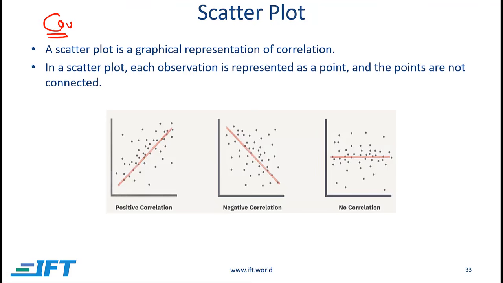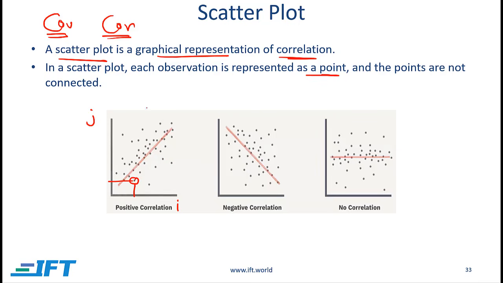We've talked about the covariance between two variables and the correlation. A scatter plot is a graphical representation of correlation. In a scatter plot, each observation is represented as a point and the points are not connected. So let's say we have this picture where the return on stock I is represented on the x-axis, the return on stock J is represented on the y-axis. So in a given period, this is the return on I and this is the return on J. So we plot these returns for different periods and that gives us a scatter plot.